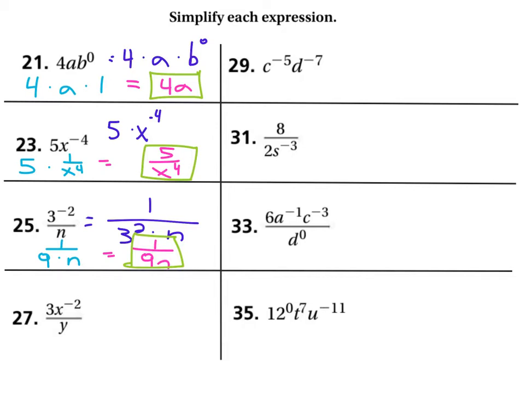That means you have the 3 remaining on top, but the x to the negative 2 now is down here as x to the positive 2 times y. Then we simplify this into 3 over x squared times y, which is just x squared y. There's nothing else that we need to do for that. We just box it, and that's our answer.